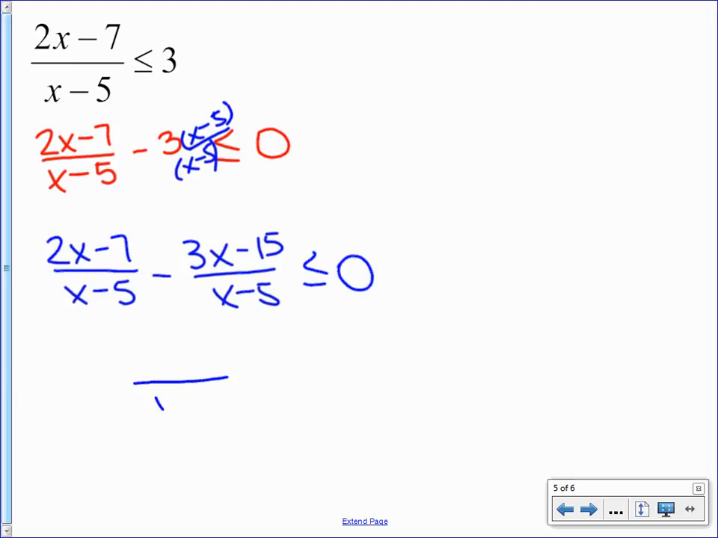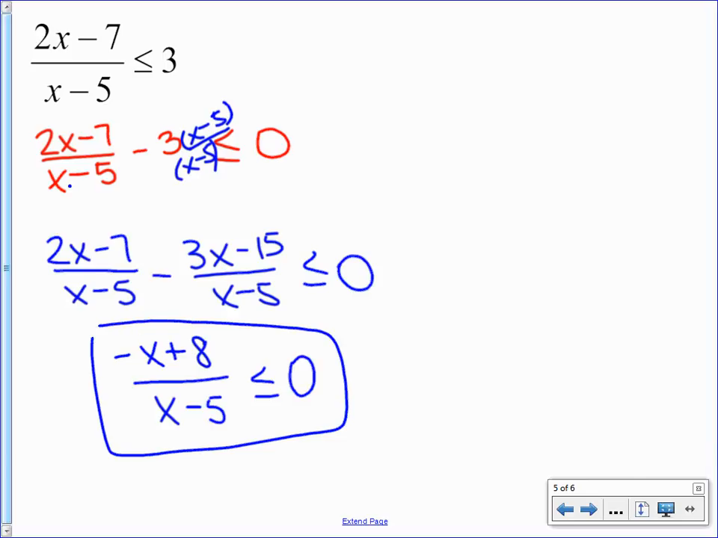What does our numerator become? Negative x plus 8. Okay. All right. Yes. Because that's what the denominator was here. We have negative 7 minus a negative 15, so plus 8. Be careful. All right. So this is what we need to work with from here on out.